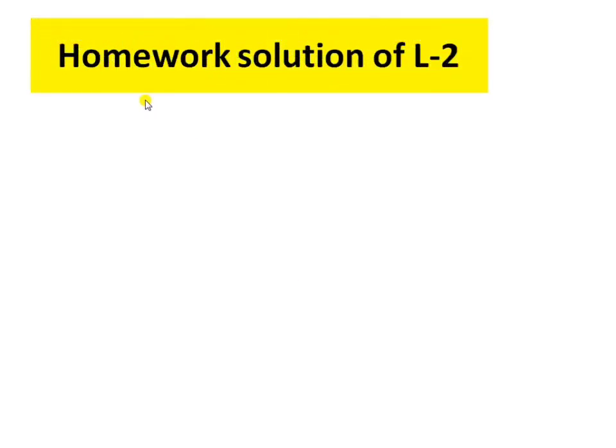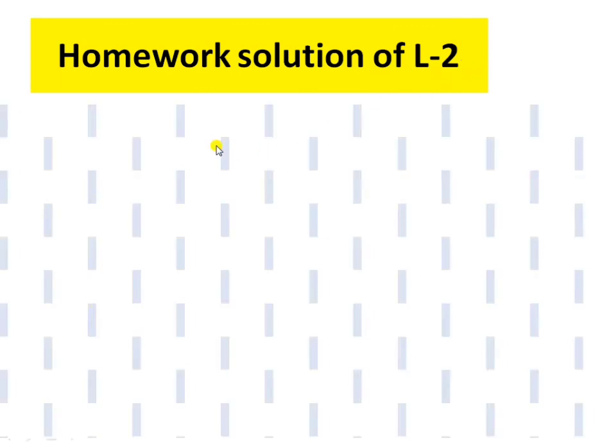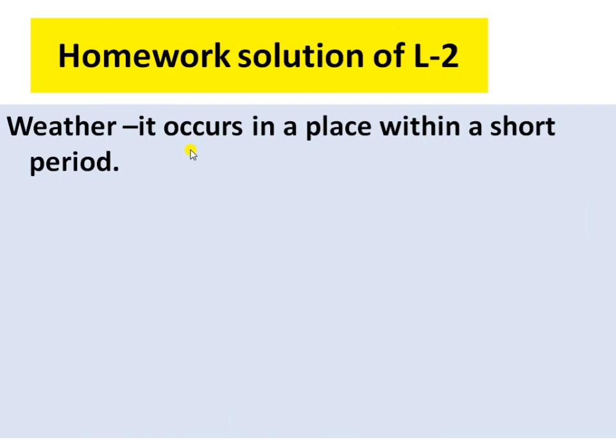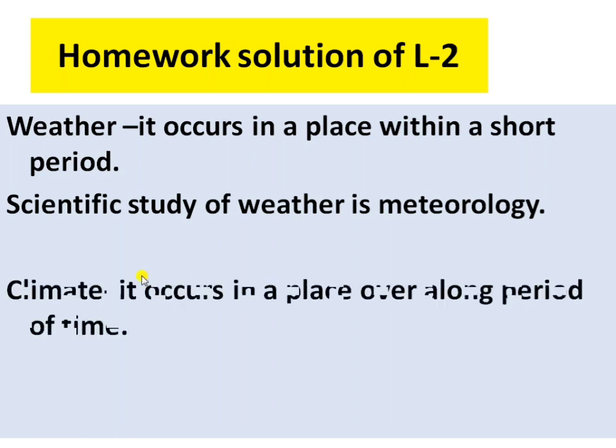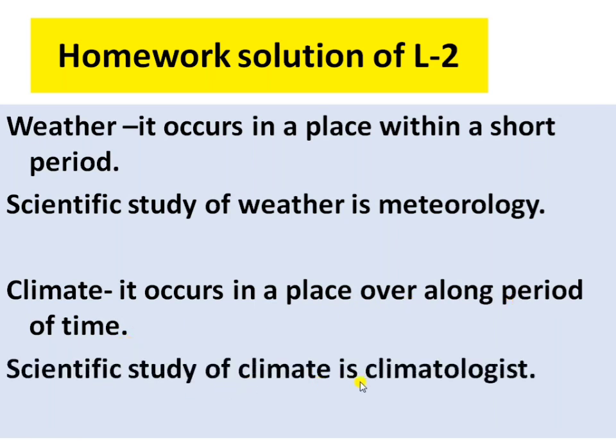Now, the homework solution of lecture number 2. I gave you some questions related to this chapter. You had to differentiate between weather and climate. Weather occurs in a place within a short period. The scientific study of weather is meteorology. Climate occurs in a place over a long period of time, and the scientific study of climate is climatology.